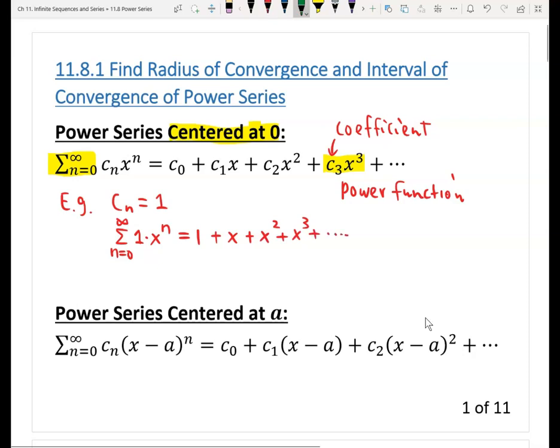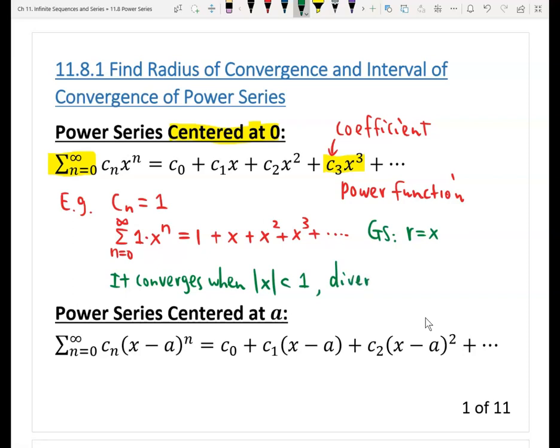And this is famous, right? So we learned before, this is a geometric series. What is the common ratio? Okay, the common ratio r equals what? Equals x. And this time, we can get this kind of result. And this series converges when what? The common ratio, absolute value of x less than 1, right? Only. And it diverges when the absolute value of x, or r, is greater than or equal to 1. See? And this is the special case.